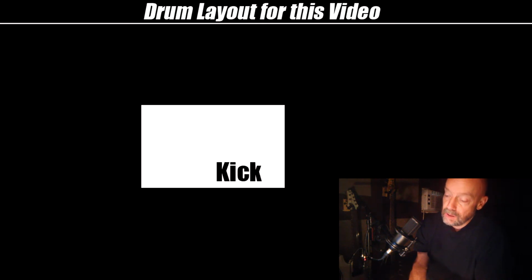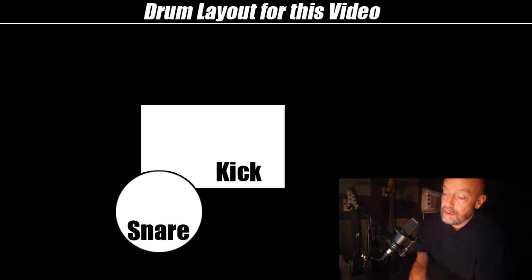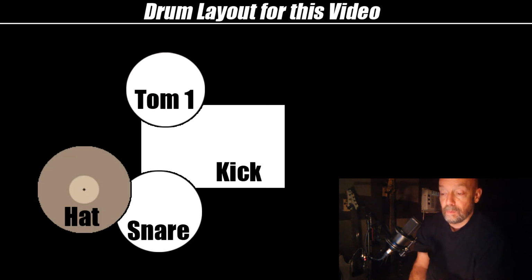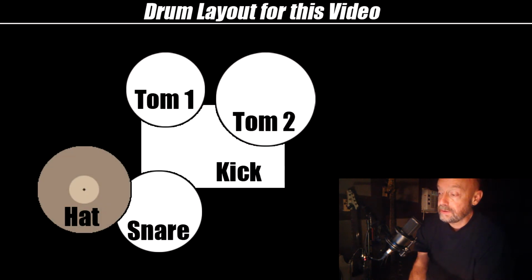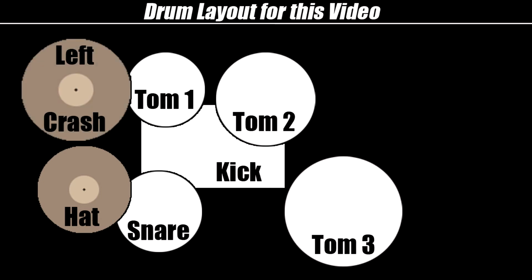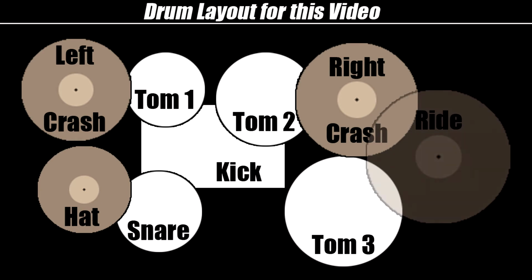This is what a drum kit will look like. We have kick drum first, then we have the snare, then we have hi-hats, then we have tom 1, tom 2, and tom 3. Then we have our left crash, and we have a right crash, and we have a ride.